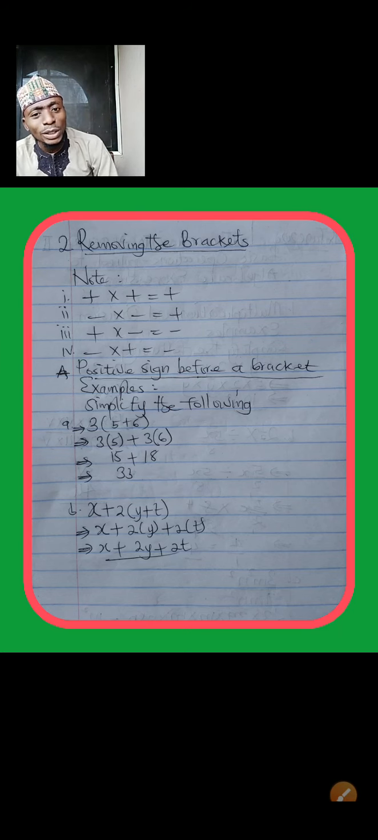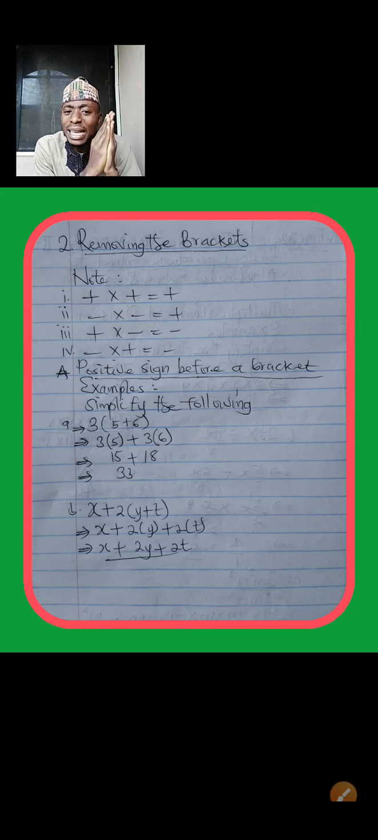So if you want to do this work now, use that plus 3 to open the bracket 5 plus 6. So 5 and 6, you use 3 to multiply each of the numbers inside. You use 3 to multiply 5, use 3 to multiply 6 too. So how will you do that? Just put that 5 in bracket.